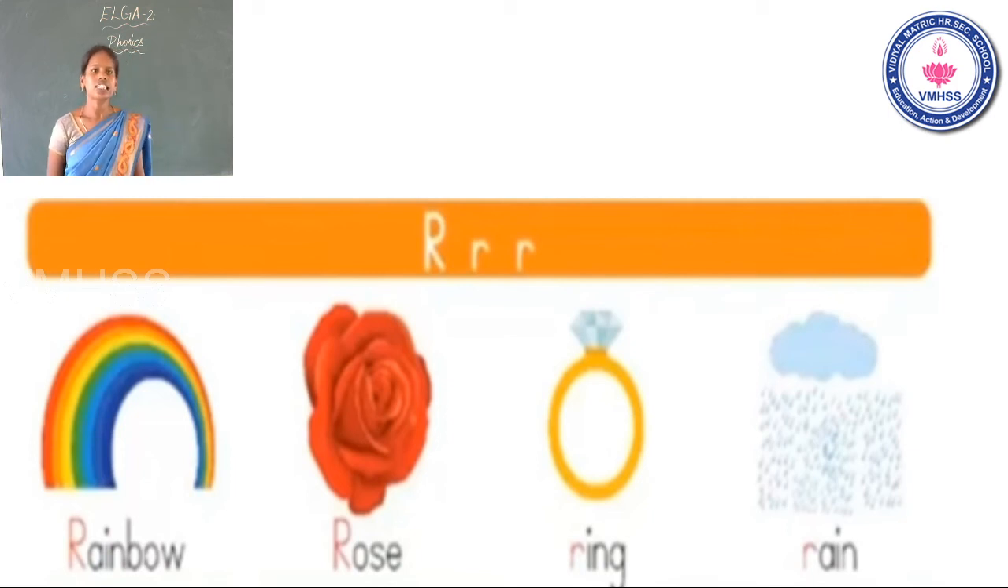The name of the letter R. The sound of the letter R. First one, rainbow. The second one, rose. Third one, ring. Fourth one, rain. It's clear. Now go to the next letter. What is the next letter, students?